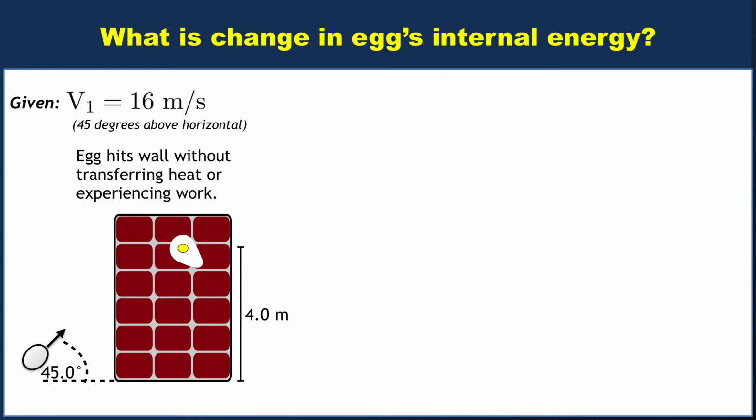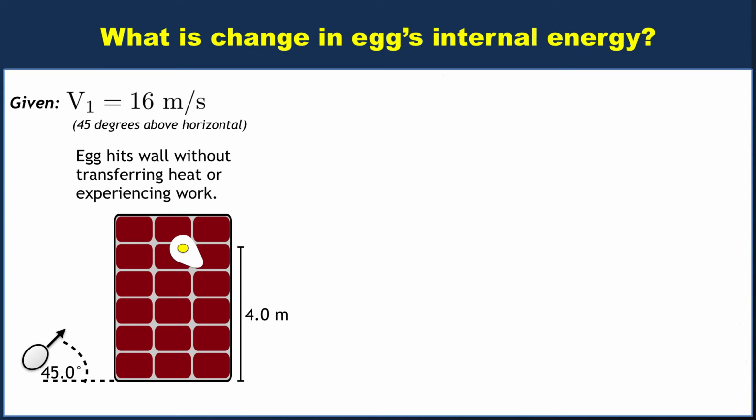Probably everybody would agree that an egg doesn't transfer an appreciable amount of heat to a wall when it hits it. But what about the question of work? If you think of work as being a force times a displacement, then it seems like this might be a problematic assumption. Certainly the egg felt the force for a little while. After all, it was moving and then stopped moving when it hit the wall, and parts of the egg must have been experiencing a displacement while they were also experiencing a force. That would suggest that some work was done on the egg.